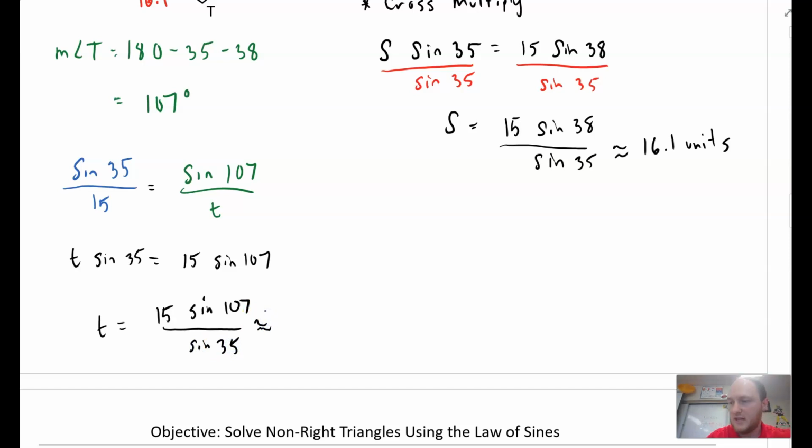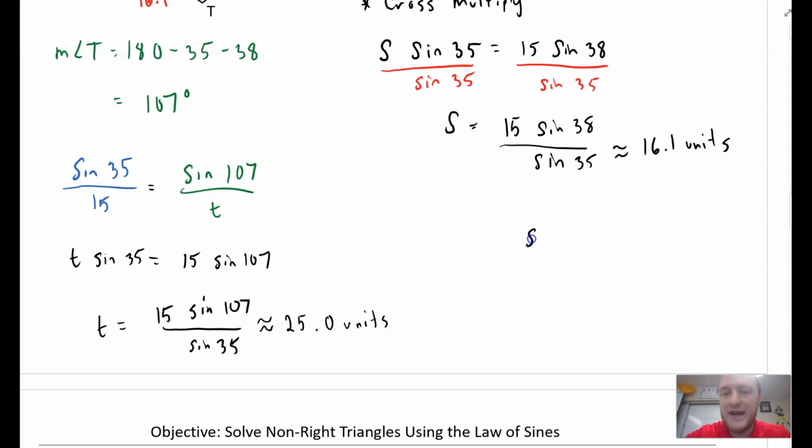Okay, and those are some pretty ugly approximations. Approximately 25.0 units, right? Round to the nearest tenth. Ta-da! And that's it. Okay, so let's summarize all of this.